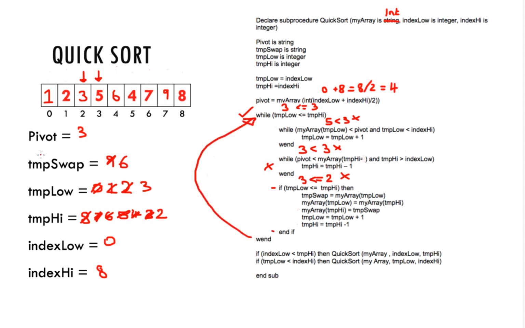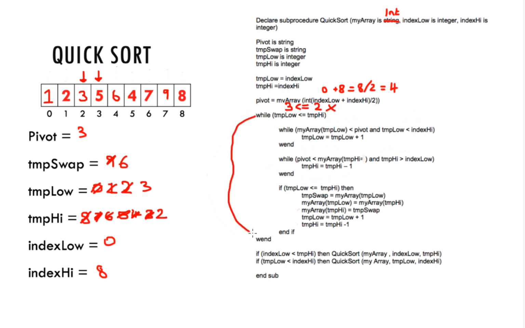So we've jumped down to the while end, and then we jump back up to reevaluate the condition that says while temp low, which is 3, is less than or equal to 2, because that is temp high. So we fail that condition. So we've broken out of the loop altogether. We move down to the two selection statements at the bottom of the code.